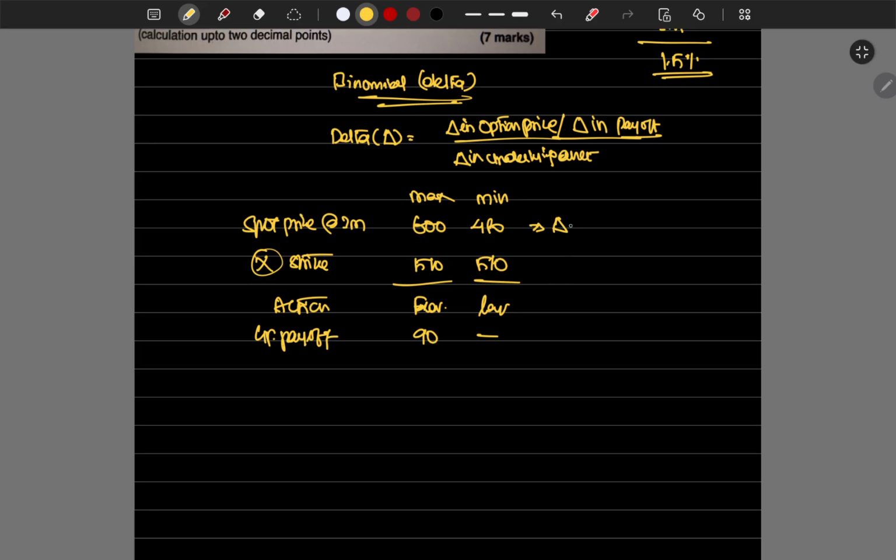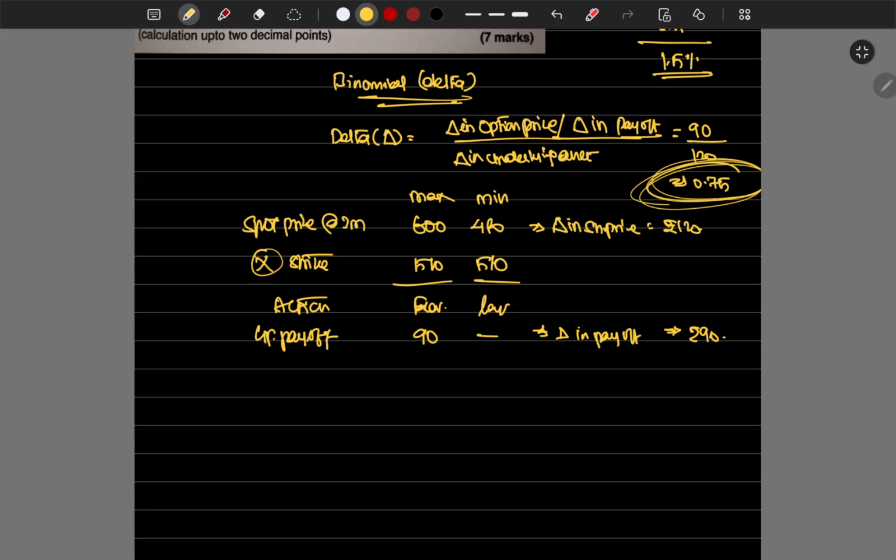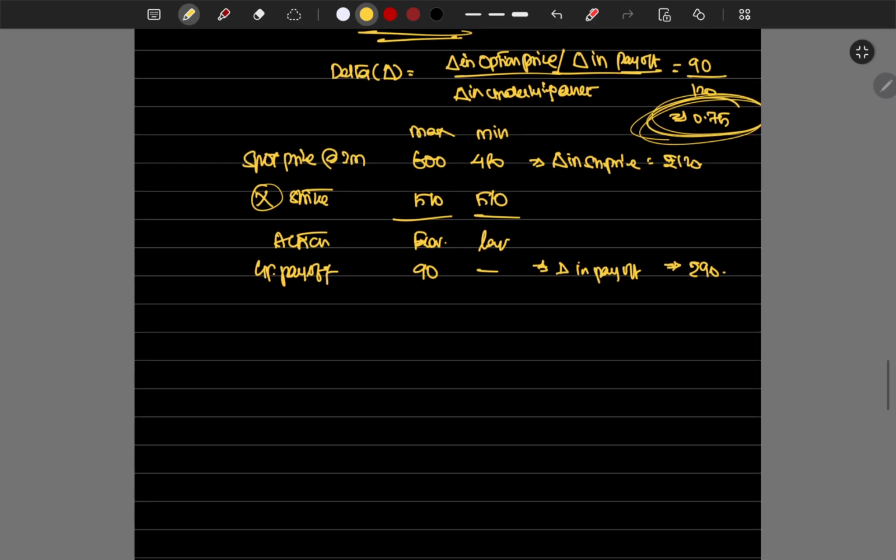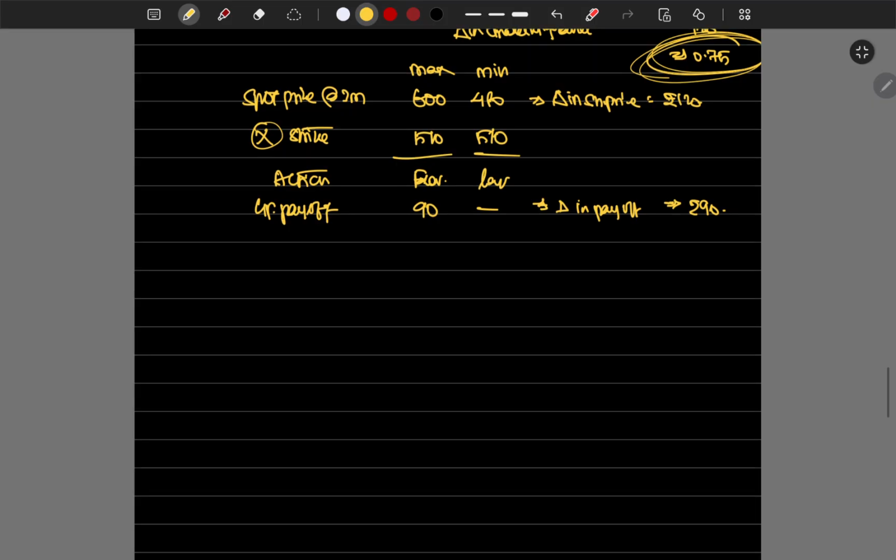So what's the change in share price? Here the change in share price, which is rupees 120. Sorry, change in payoffs, which is rupees 90. So 90 divided by 120, 0.75 is the delta. Okay, we found the delta. Now what we have to do is to calculate the value of share option.